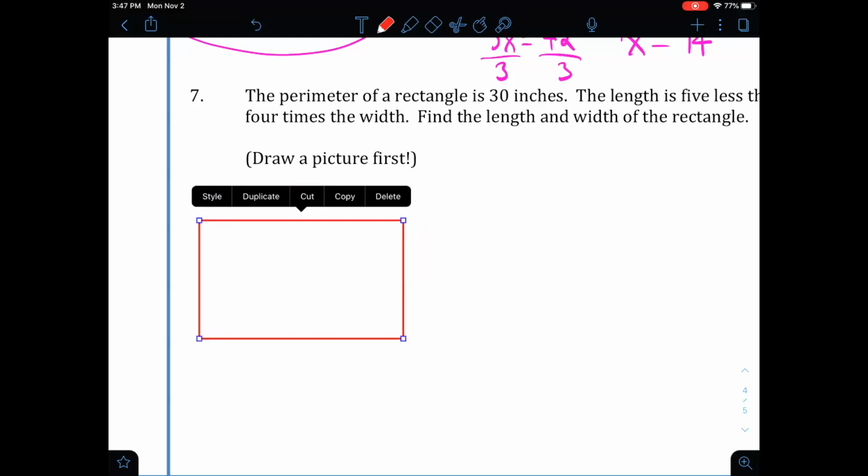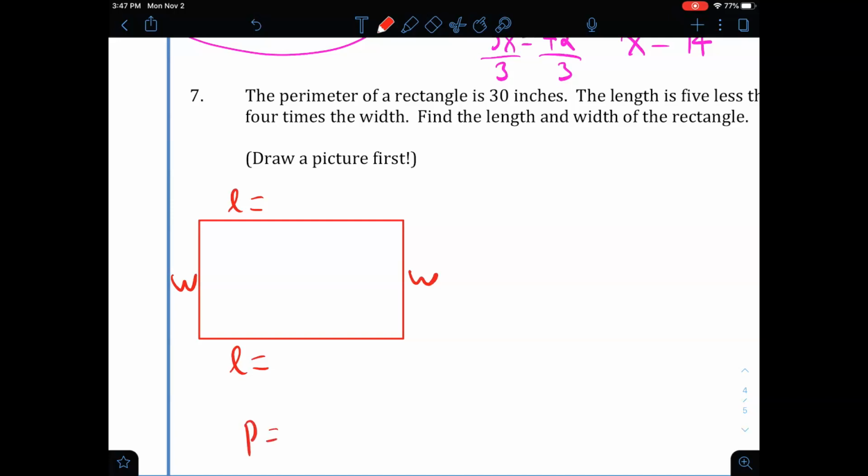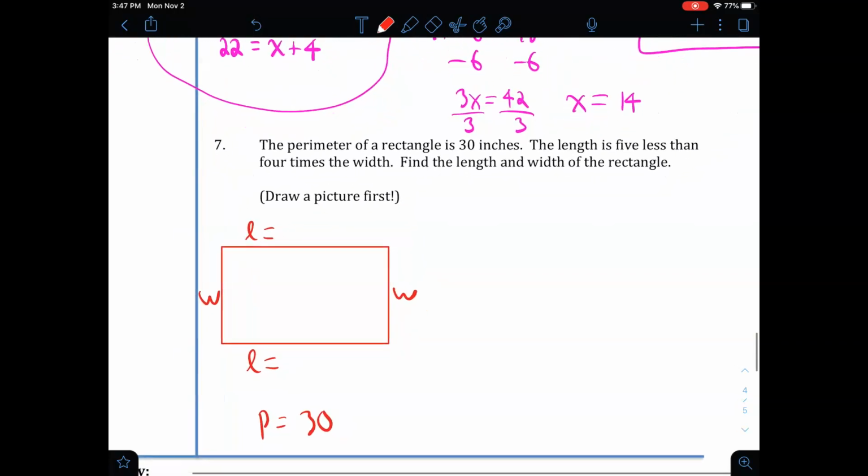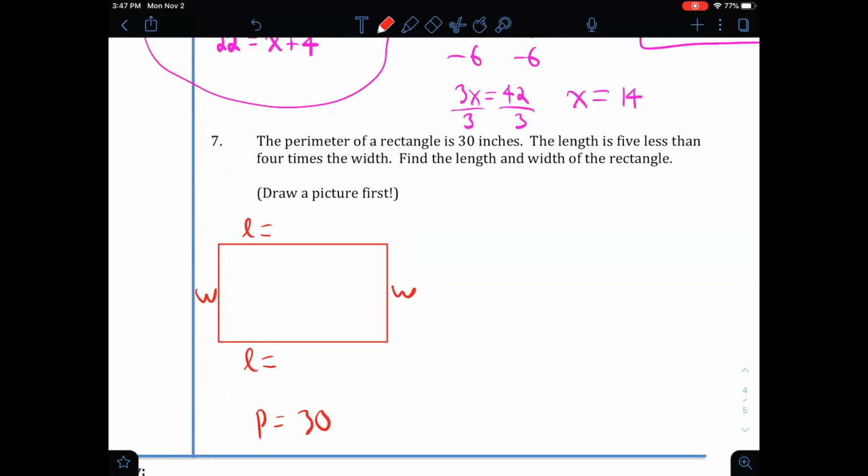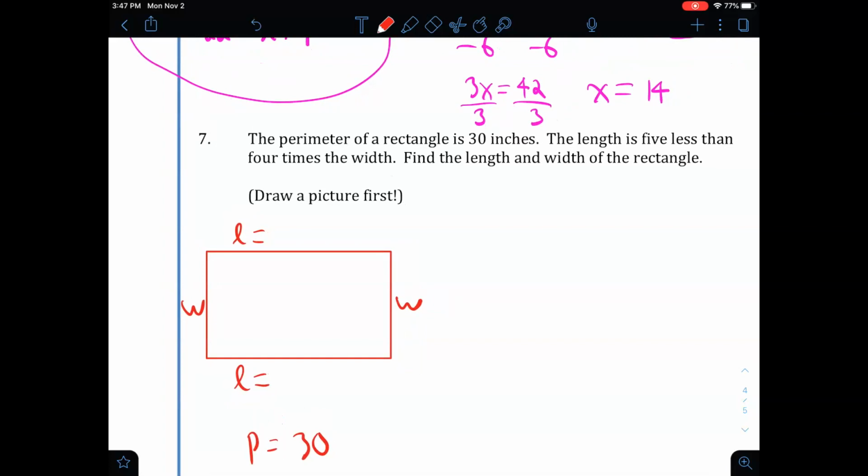All right, so we have length, and width. We know the perimeter equals 30. What else do we know? It also says the length is 5 less than 4 times the width. So we're literally going to write that. The length is 5 less than 4 times the width. So 5 less is minus 5 at the end, and then we have 4 times the width. So we get 4w minus 5. So just do what the problem says to do.